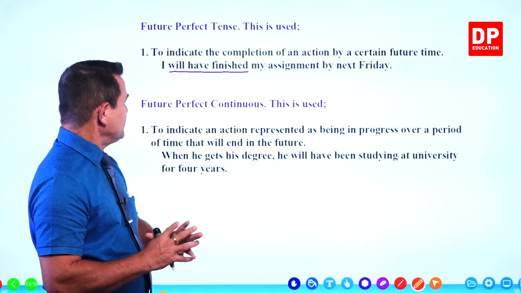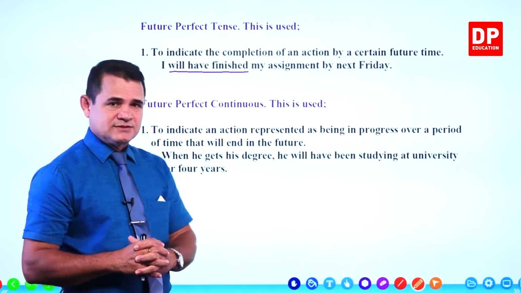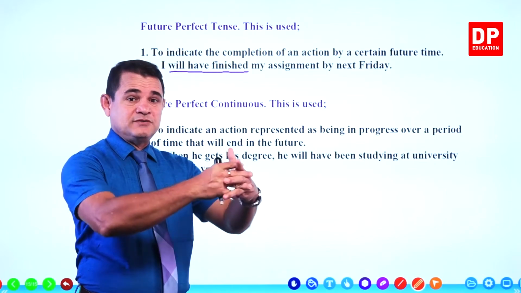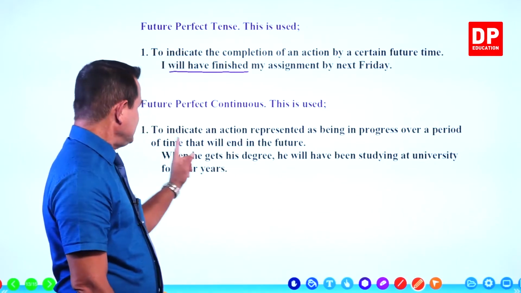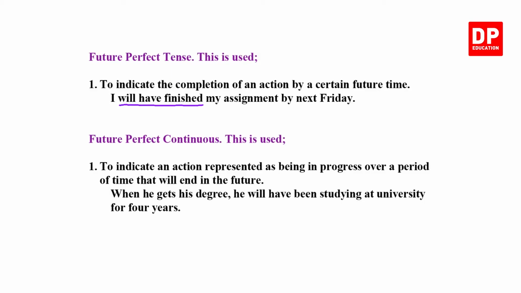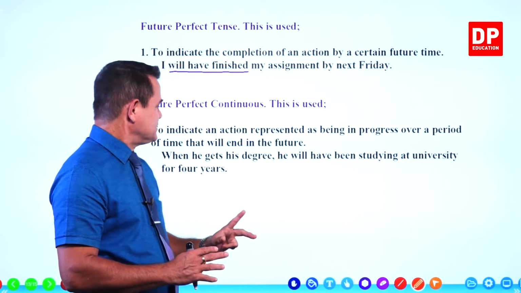And the next one, future perfect continuous. Let's see. This is used to indicate an action represented as being in progress over a period of time that will end in the future. Now let's see that.